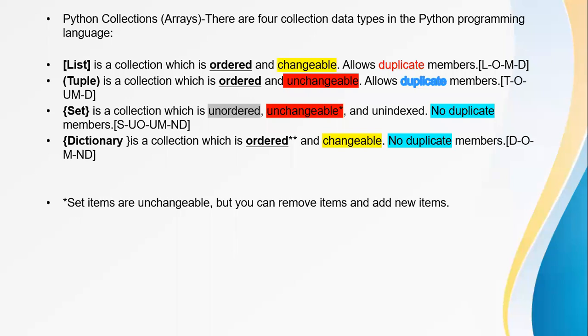Finally, I have the dictionary. So you know what a dictionary is in English? There will be a word and there will be a meaning. All words will be kept in order and the meanings will also be kept in order. And no word will be repeated unnecessarily, particularly the keys.